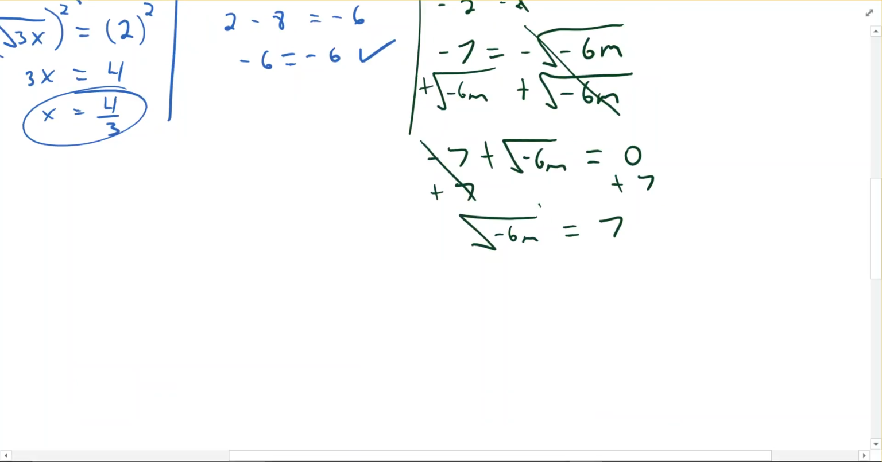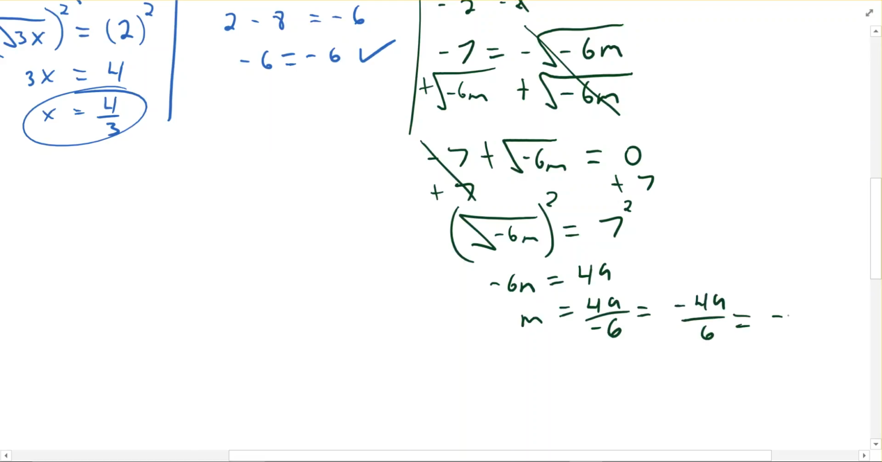Okay, so I'm at this point. Now it's just going to be just like it was. You square this, you square this. We end up with negative 6m is equal to 49. And then m is going to be equal to 49 over negative 6. Oh, I said 6 and wrote 4. This would also be right to say negative 49 over 6, or negative out front and then 49 over 6. People get confused sometimes about what the negative means too. Those three things all mean the same thing.